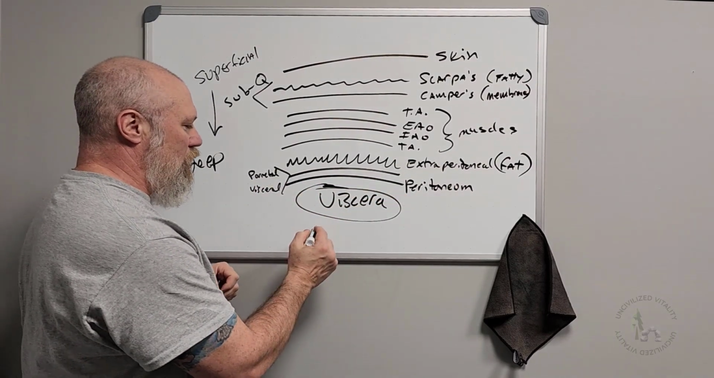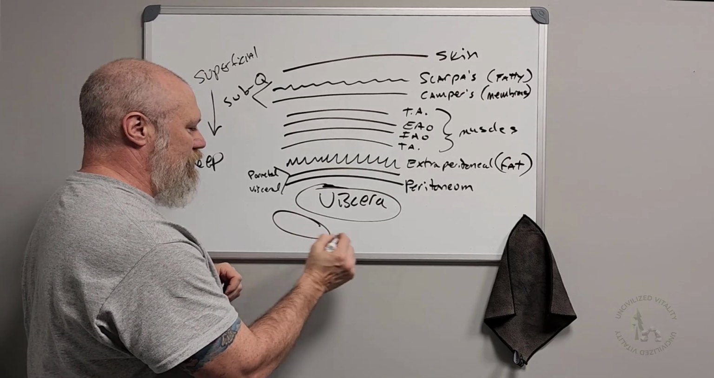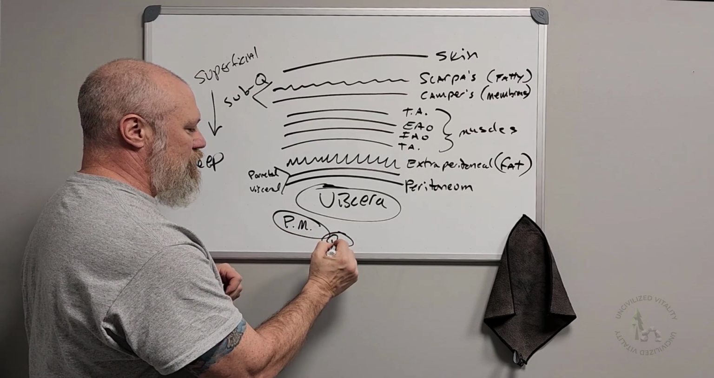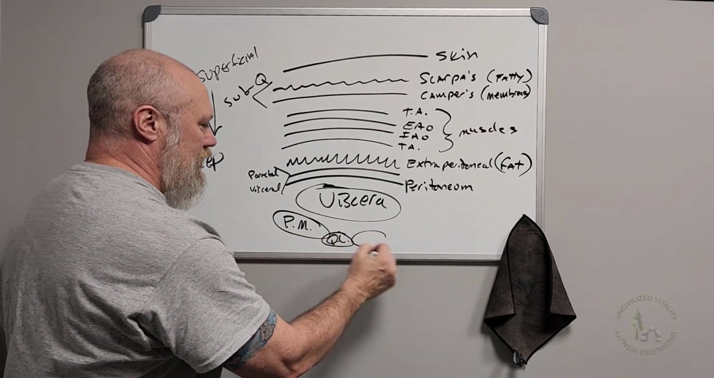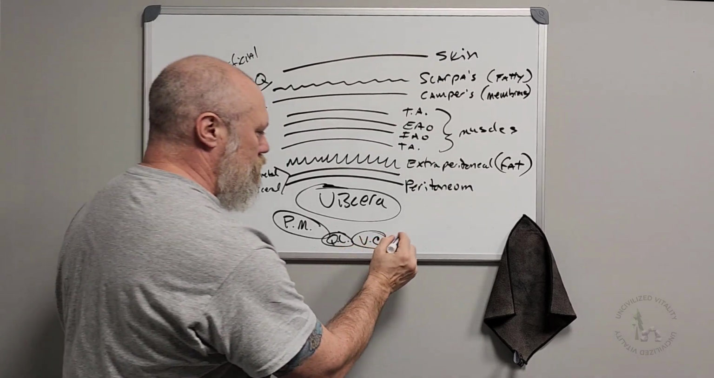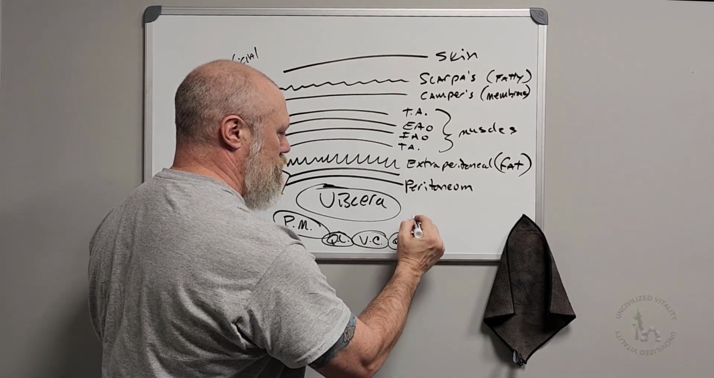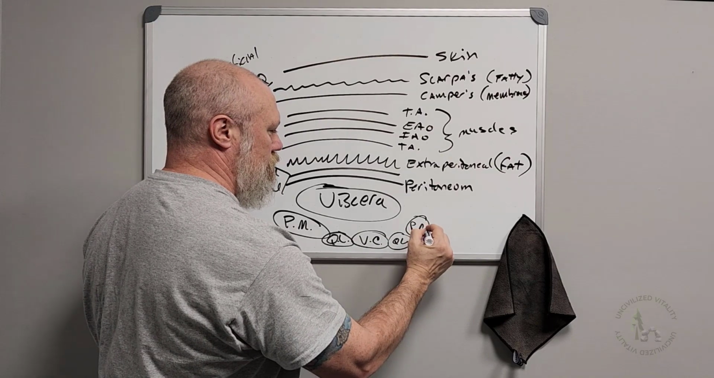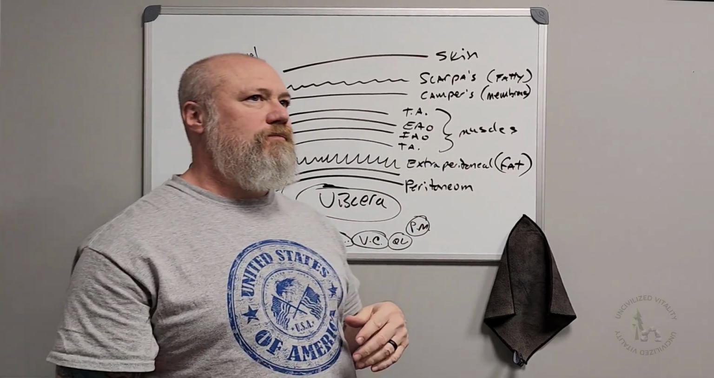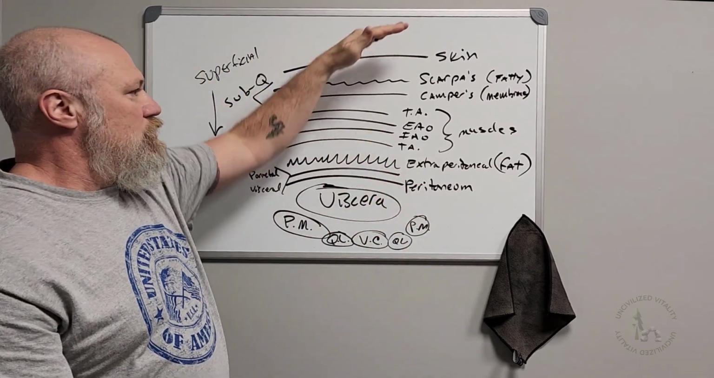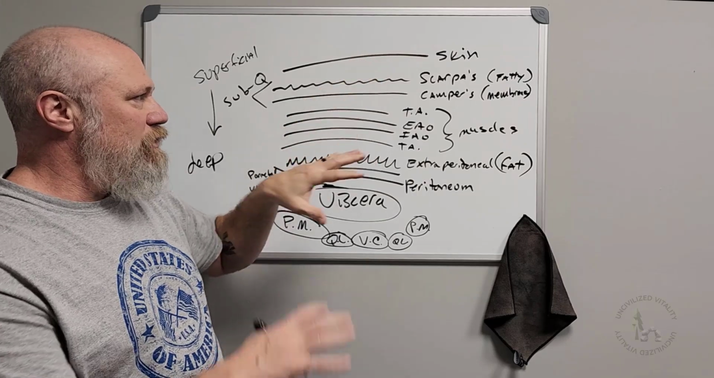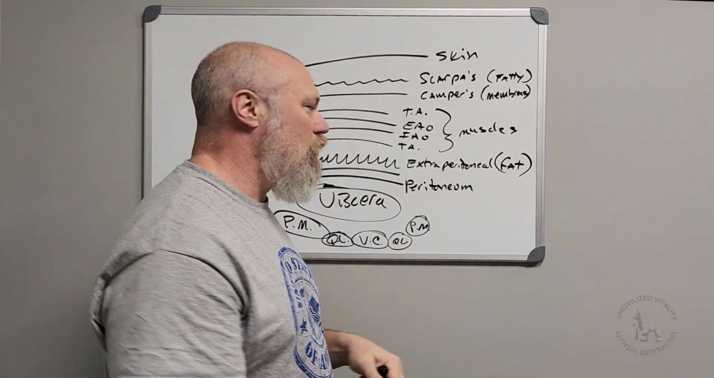The posterior wall of the abdomen is made up of your psoas major and your quadratus lumborum muscles, and of course your vertebral column. So we'll talk about the posterior wall when we do, I'll get to that in another video. So those are the layers. We talked about the muscles a little bit. That's kind of what makes up your anterolateral abdominal wall.